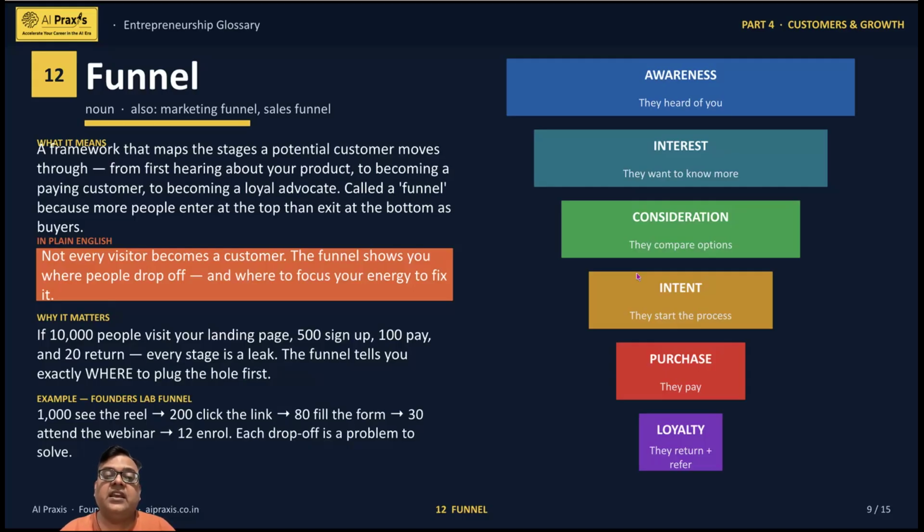We already discussed. Now, look at the Founders Lab example. Let's say 1,000 people see a reel, 200 click, 80 fill the form, 30 attend webinar, 12 enroll. At every stage, people are dropping off. And each drop off is a problem to solve. Now, the funnel stages are awareness, they discover you; interest, they want to know you more; consideration, they compare options; intent, they start the process; purchase, they actually pay; loyalty, they return and refer. So remember, growth is about fixing the biggest leak in your funnel first.